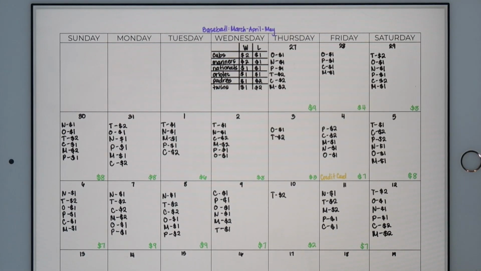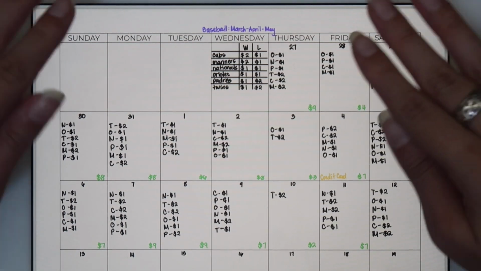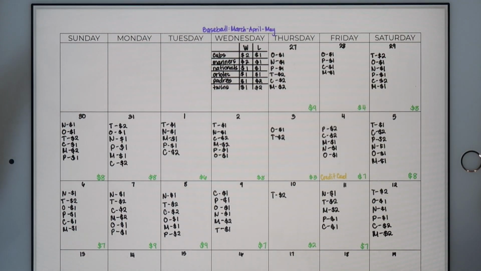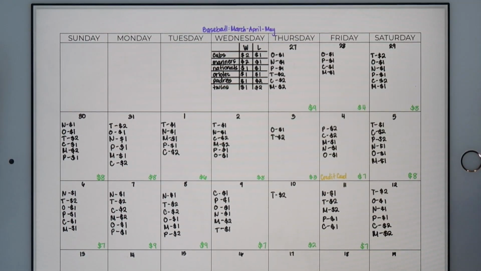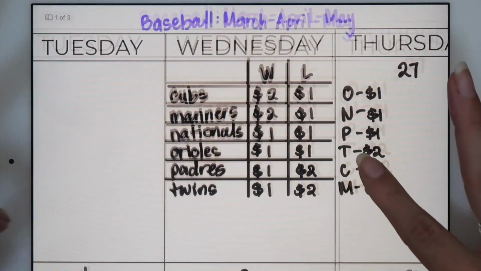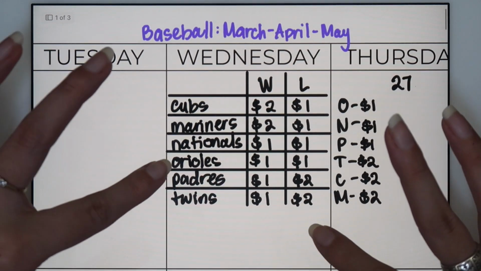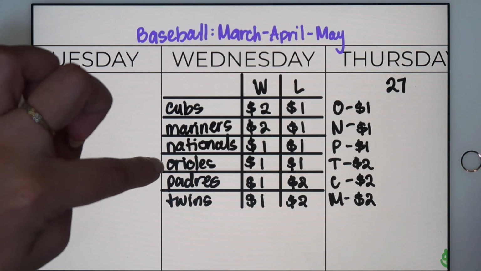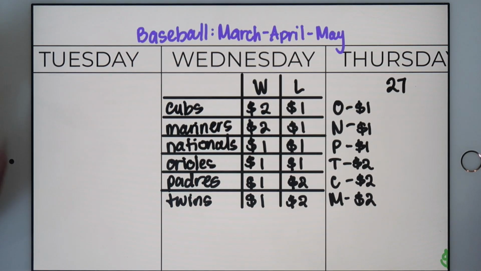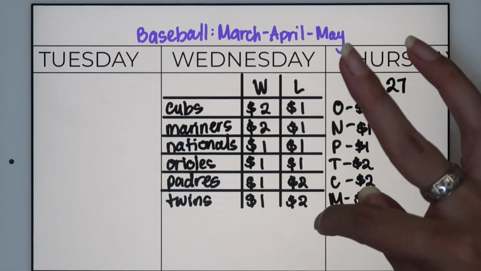All right, so here's our MLB regular season savings. So I started off with all the teams. I picked 3 from the AL and 3 from the NL. And so those 6 teams I'll be saving money for. And so we've got the Cubs, the Mariners, the Nationals, the Orioles, the Padres, and the Twins. So each one, whether they win a game or lose a game, will save me money.